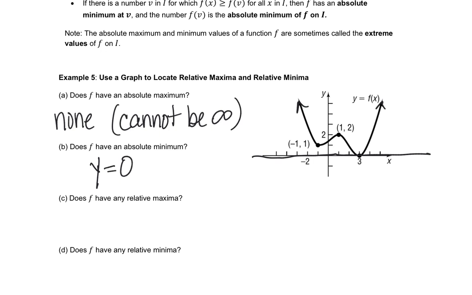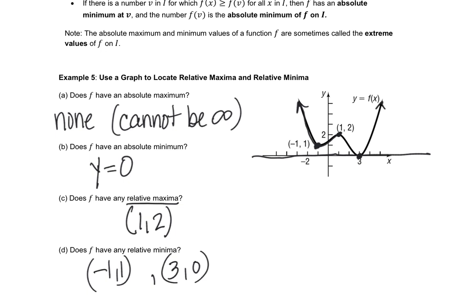And when it asks if it has any relative maximums, the relative maximums are the top of a hill, okay? If I trace this out, I come to the top of a hill right here. So that would be 1, 2. You're actually looking at y values, you're looking at points. And a relative minimum would be negative 1, 1, because it goes down into a dip, and 3, 0 is another dip.